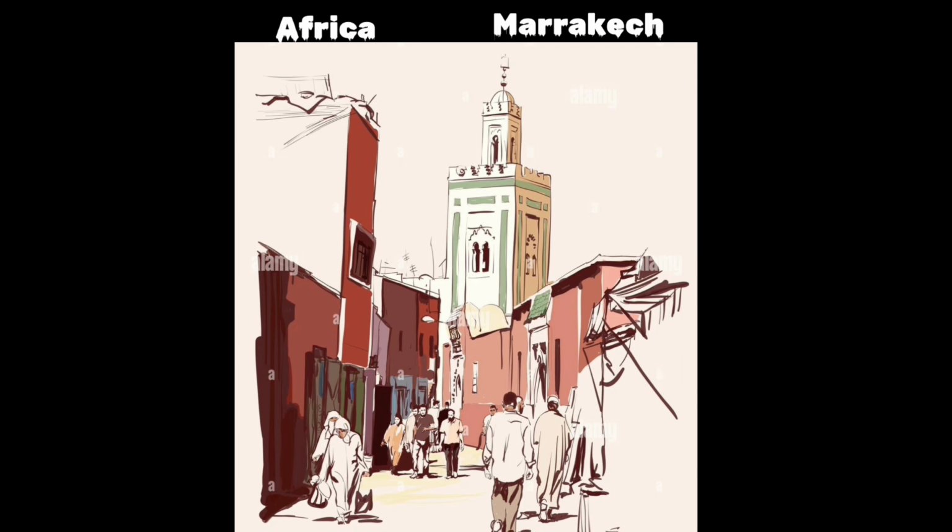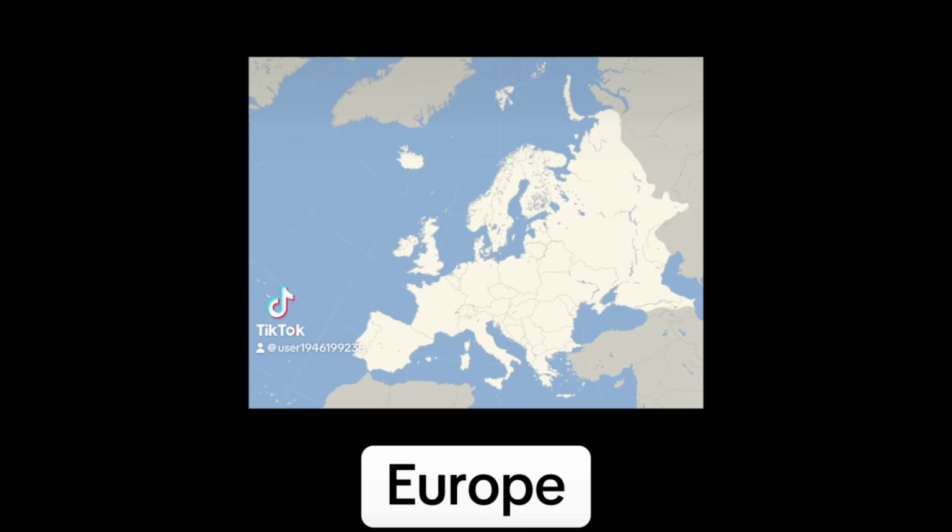All in all, the slave markets of Marrakech represent a complex intersection of trade, culture, and human suffering. By studying this history, we gain insight into the resilience of those who endured slavery and the ongoing journey towards justice and understanding. The first slave market we're going to be discussing today is the European slave market.